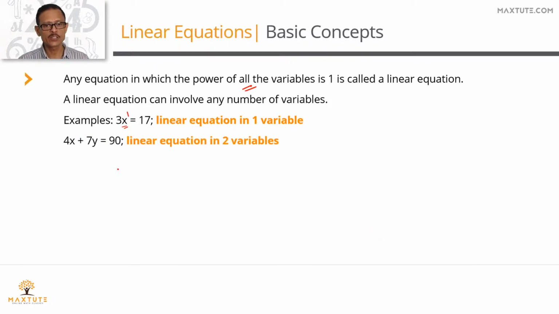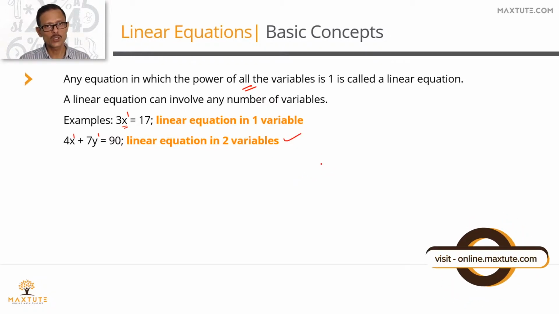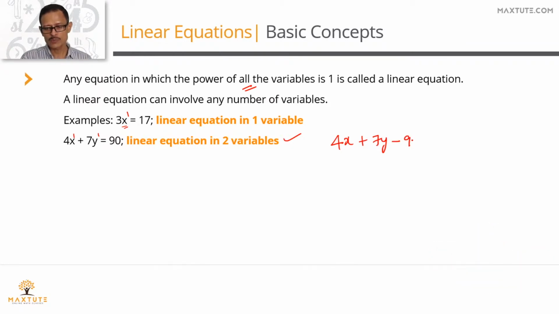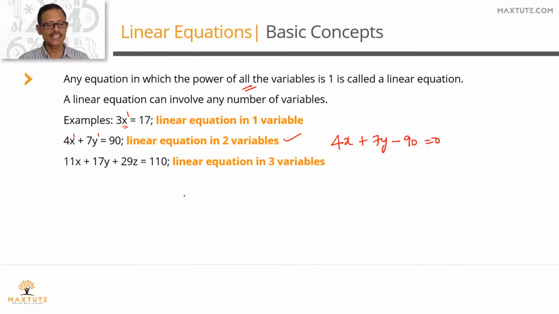It could be a linear equation in two variables, 4x plus 7y equals 90. The power of x is 1, the power of y is 1. So it's a linear equation in two variables. Our focus in this chapter is linear equation in two variables. In specific, we'll be looking at a pair of linear equations in two variables. Let's start with this. We can also write this equation, you'd see it written more often than not this way as well: 4x plus 7y minus 90 equals 0. Both mean one and the same. Or you can have a linear equation in three variables and so on.